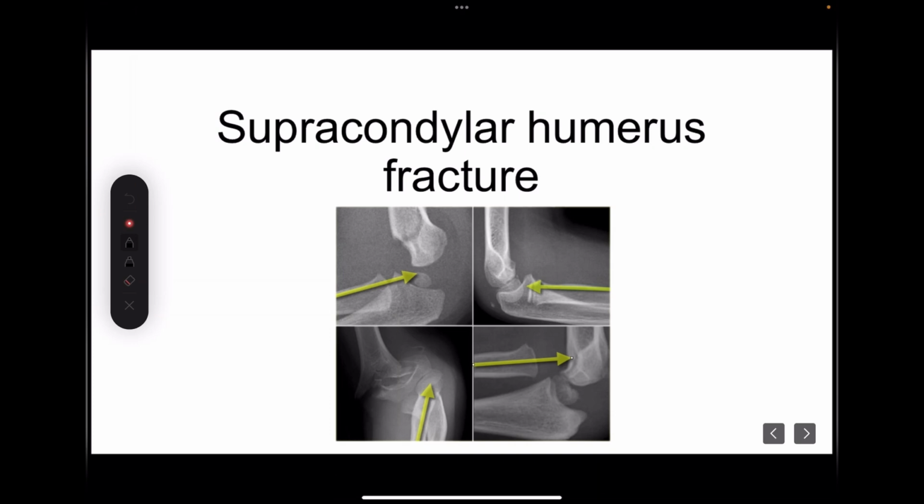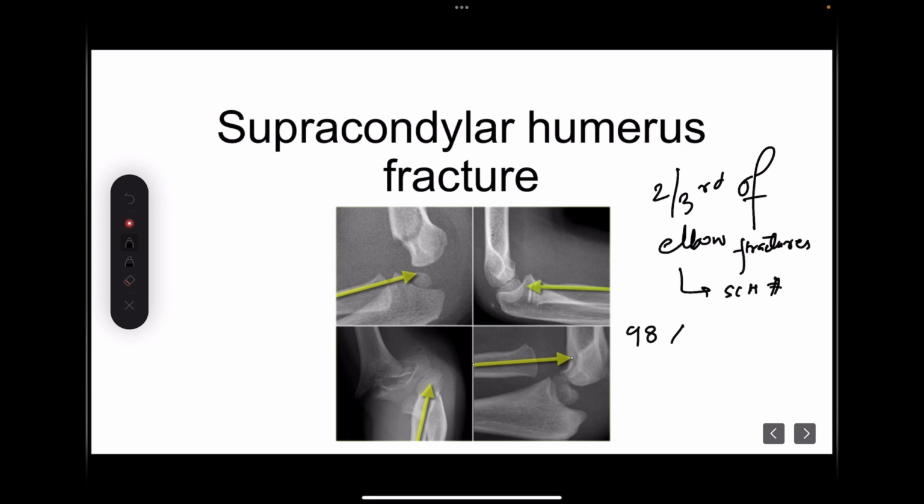To begin with this fracture, we should know about the incidence of the injury. Nearly 2/3 of elbow injury in pediatric orthopedics are supracondylar humerus fracture, and out of these, nearly 98% are extension type of supracondylar humerus fracture and only 2% are flexion type.